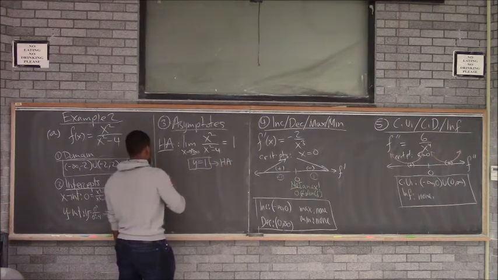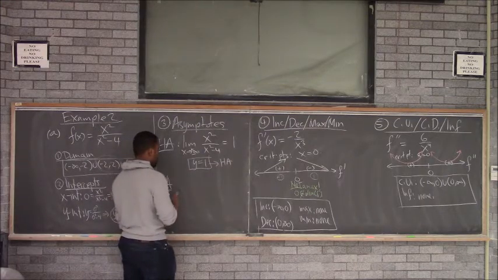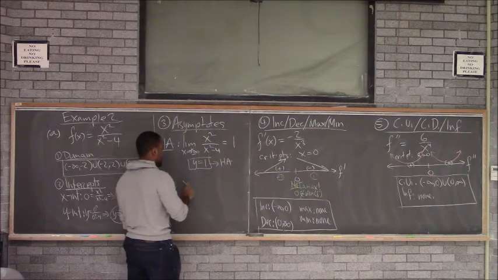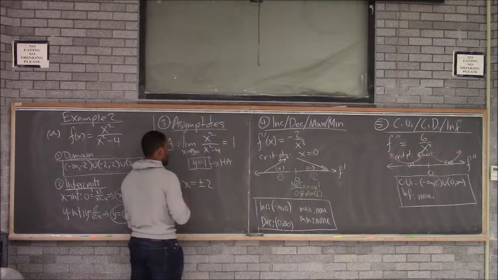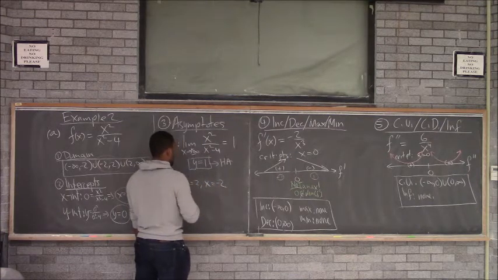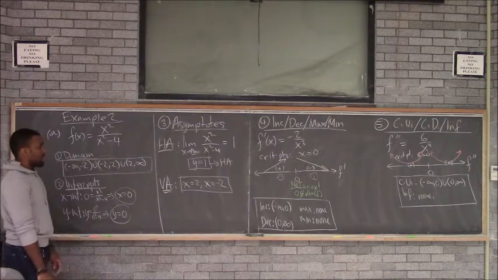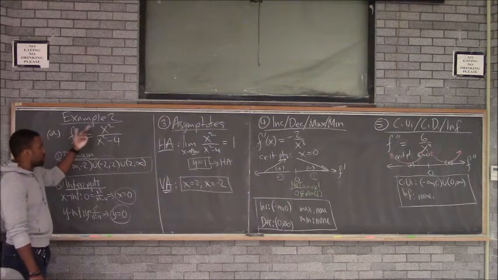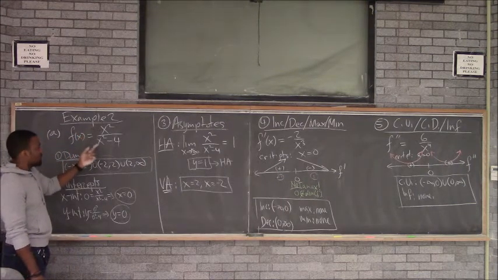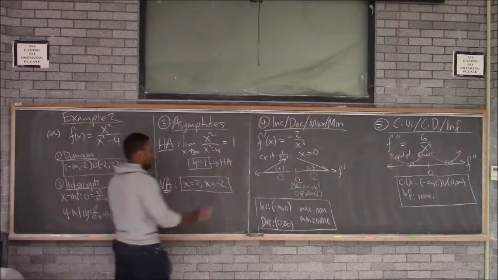We still get vertical asymptotes. Where are those? When the denominator equals 0, it means x equals plus or minus 2. Let's write them separately. X equals 2, x equals minus 2. Notice that at those points, there's nothing in the numerator that can cancel that. If you plug in 2 or minus 2 in the numerator, it's not going to be equal to 0, so it's not going to actually do anything. So those are the vertical asymptotes.